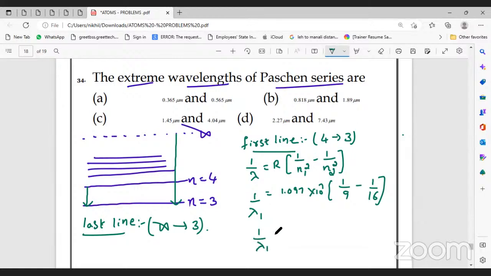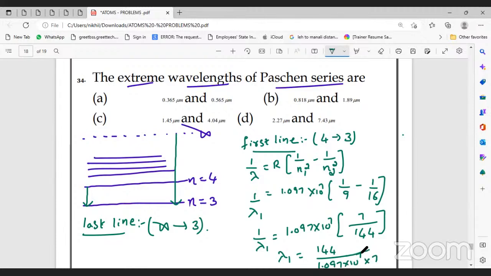So 1 by lambda 1 equals 1.097 into 10 power 7, into 1 by 9 minus 1 by 16. What is the LCM for 16 and 9? It is 144. Then 16 minus 9 will be 7. So what is lambda 1 from this? It is 144 divided by 1.097 into 10 power 7 into 7.